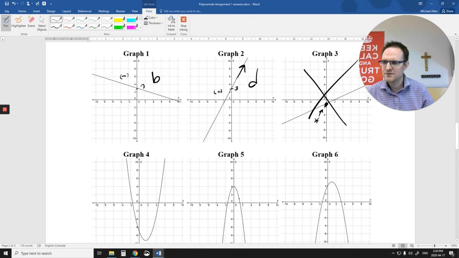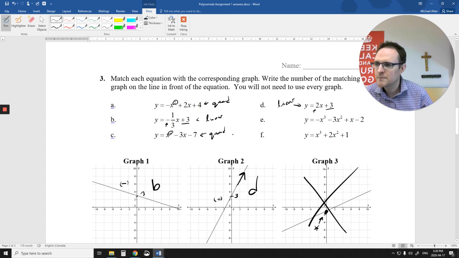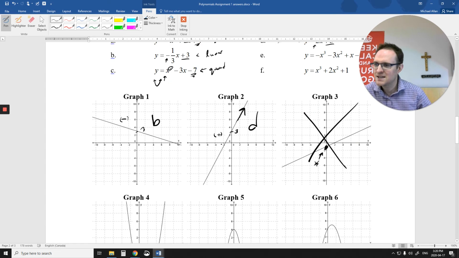Now the next 3 graphs are quadratic. So I'm just going to look at the quadratics. This one's quadratic. This one's quadratic. So we're looking for the degrees of 2. It's quadratic, quadratic, quadratic. And the other 2 are cubic. So I'm just looking at these first 2. You notice that there's one with a negative coefficient and a positive coefficient. Negative means opening down. Positive means opening up. And then we got some constants here of 4 and negative 7.